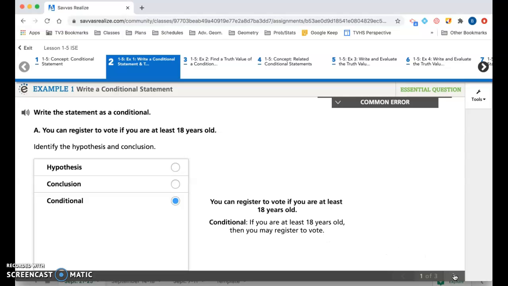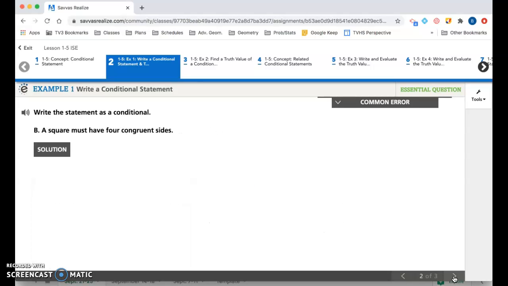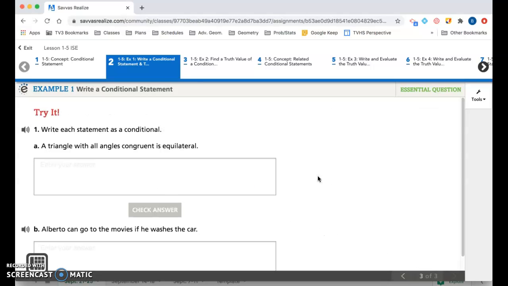to vote. So I would encourage you now, there's a couple more examples that you can get through your interactive student edition. I would encourage you to go through and take a look at those and try those different examples of just taking a statement that's not written as an if-then statement and converting it to an if-then statement.